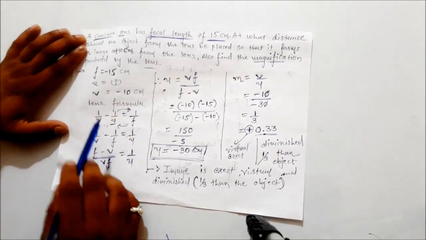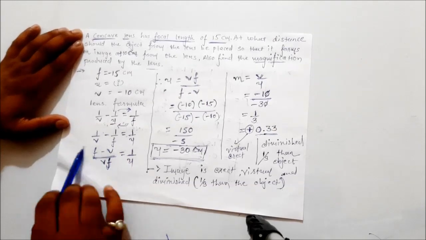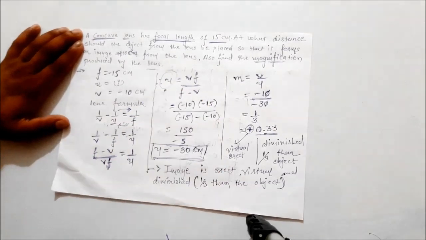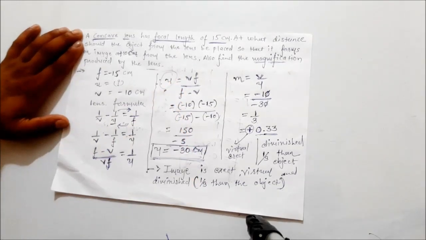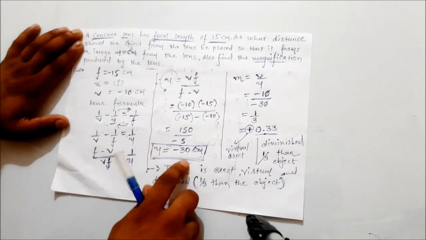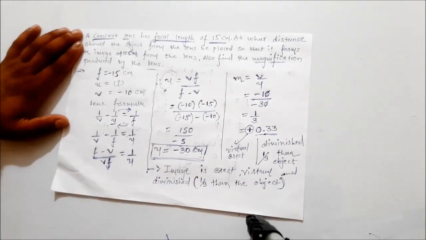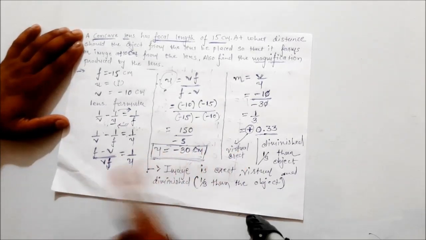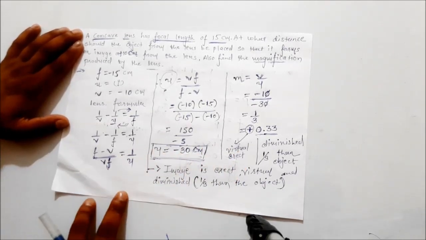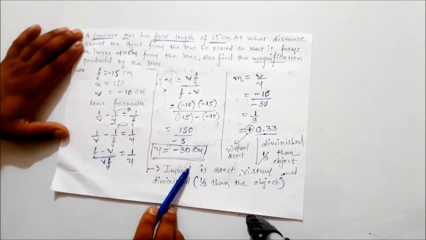So by using lens formula, 1 upon v minus 1 upon u is equal to 1 upon f. By simplifying it, we are making u as our subject. We are placing the values according to sign convention. We are getting value of u, that is minus 30 centimeter. It means our object is placed at 30 centimeter. Negative means at left side from the mirror, sorry, from the lens.